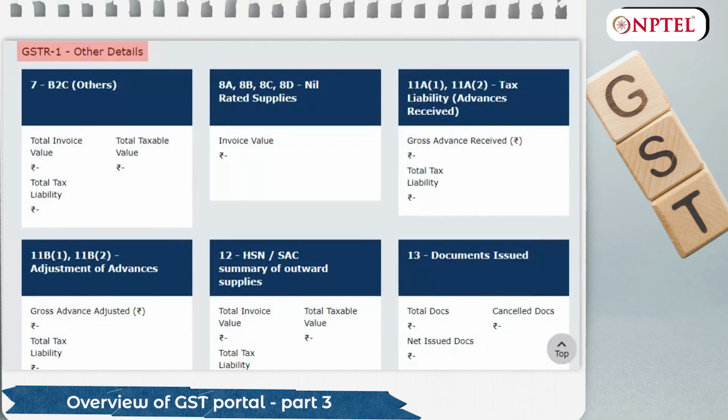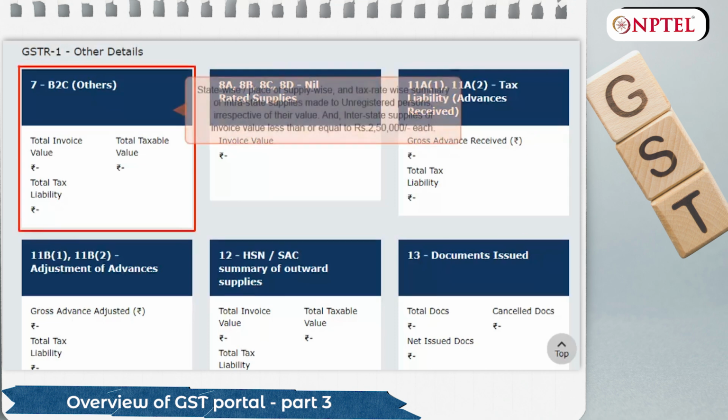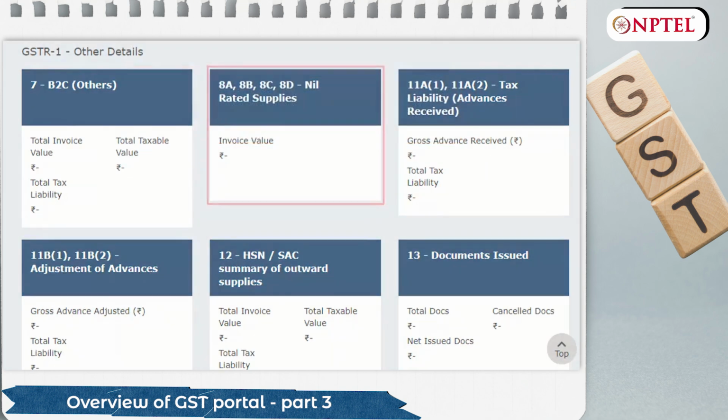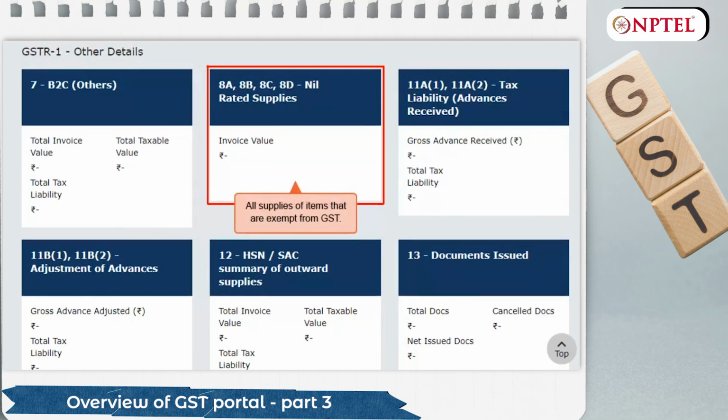Scrolling down to the GSTR-1 Other Details section, B2C Others is where you enter the state-wise or place of supply-wise and tax rate-wise summary of all intra-state supplies made to unregistered persons irrespective of their value. This section also captures interstate supplies of invoice value that are less than or equal to 2,50,000 rupees each. The Nil-rated supplies tile captures information regarding all supplies of items that are exempt from GST.